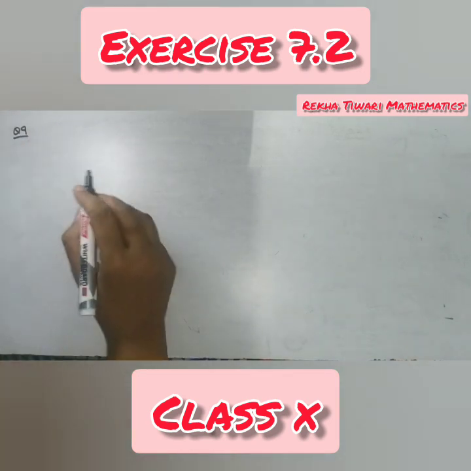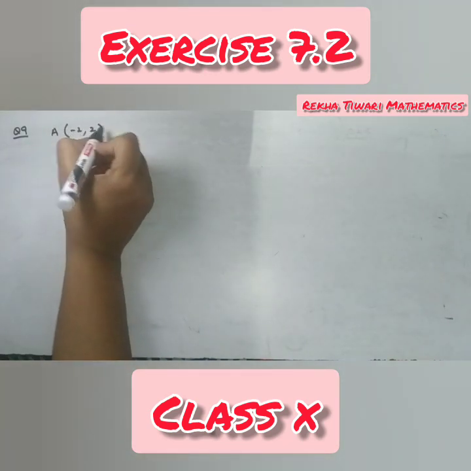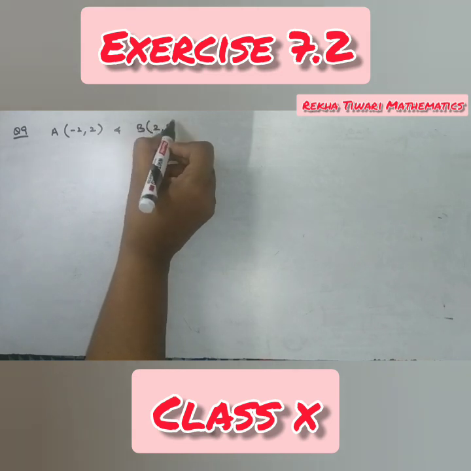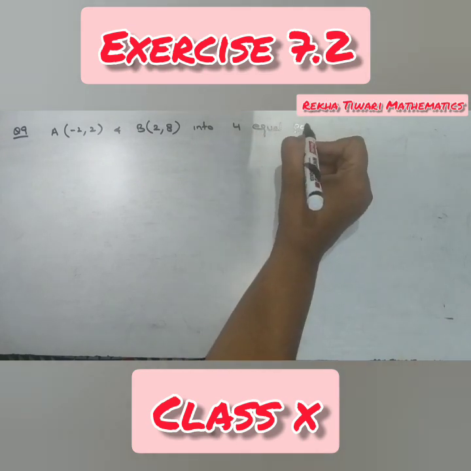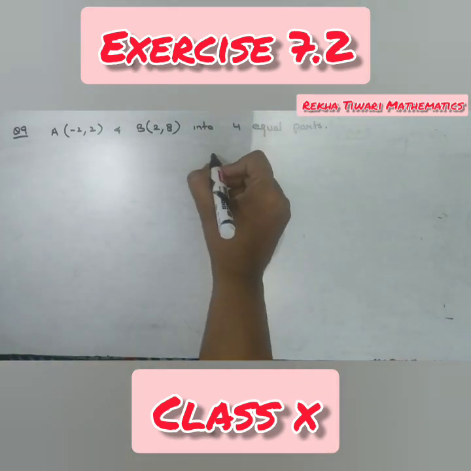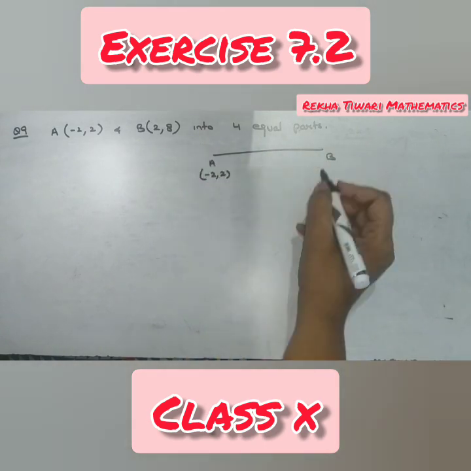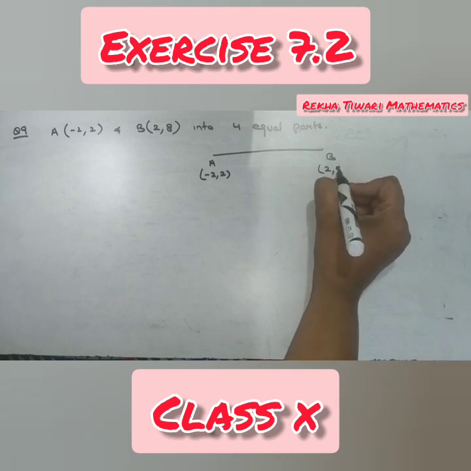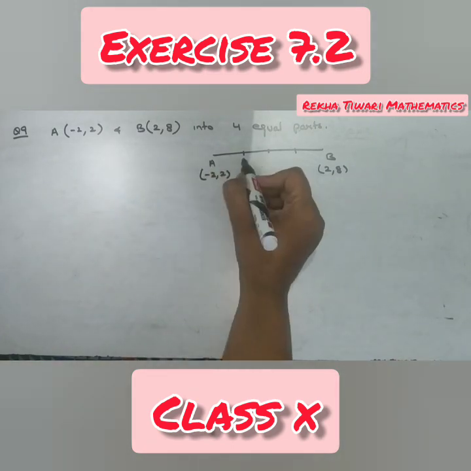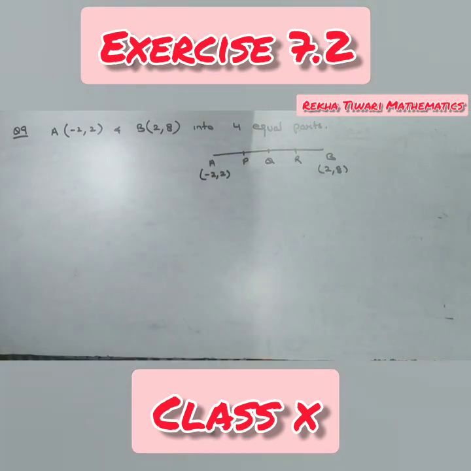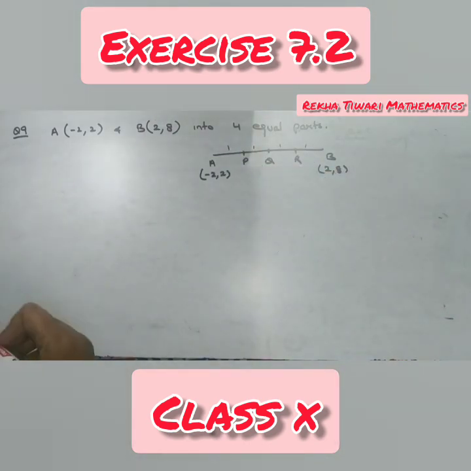Move to question number 9. Find the coordinates of the points which divide the line segment A (-2, 2) and B (2, 8) into 4 equal parts. Now this line is divided into 4 equal parts. Let us assume it is divided by P, Q and R into 4 equal parts. 4 equal parts means the ratio of each part is 1:1:1:1.